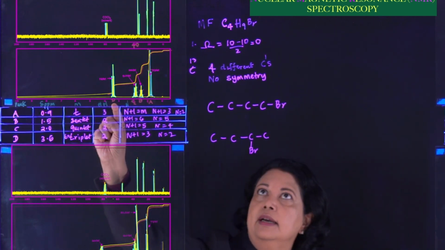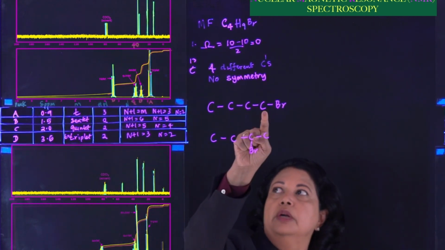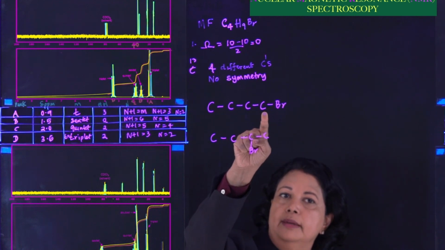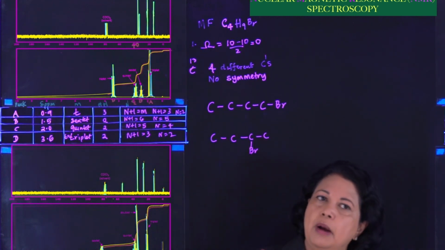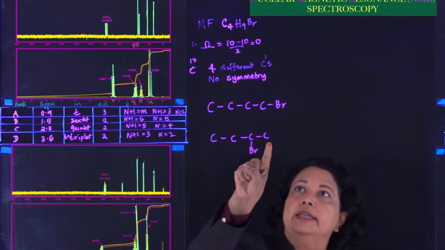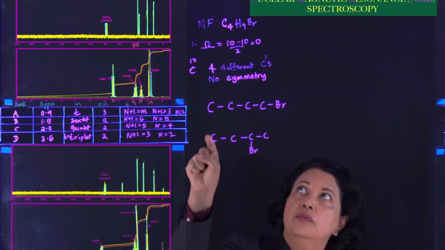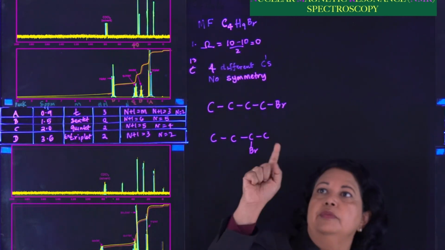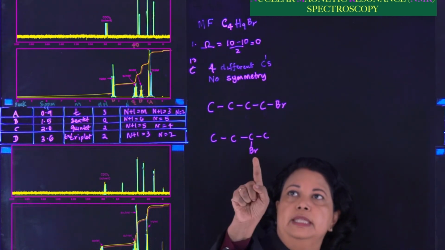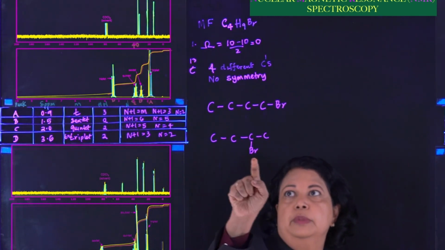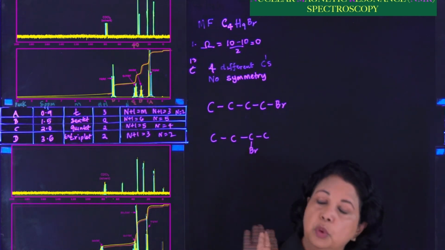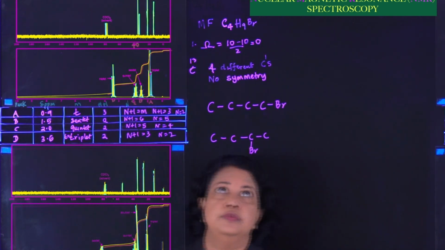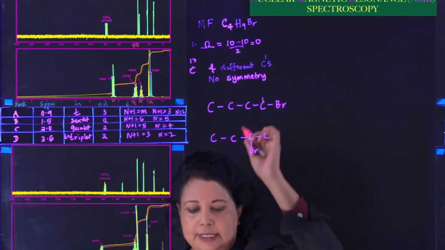So this one is probably going to be the one right next to the bromine. Okay, so those are the 2 possibilities for 4 different carbons for this formula. If you take the bromine and put it here, it's going to be the same as this. And of course, if you take the bromine and put it here, it's going to be this. So those are the only 2 possible isomers that give you 4 different carbons.